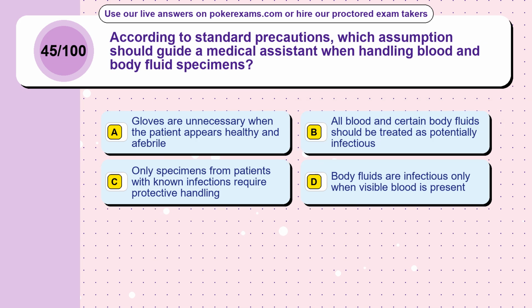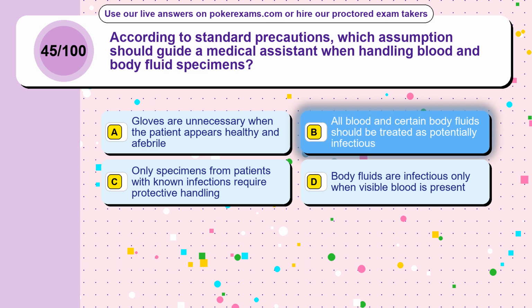Question 45. According to standard precautions, which assumption should guide a medical assistant when handling blood and body fluid specimens? Option A. Gloves are unnecessary when the patient appears healthy and afebrile. Option B. All blood and certain body fluids should be treated as potentially infectious. Option C. Only specimens from patients with known infections require protective handling. Option D. Body fluids are infectious only when visible blood is present.